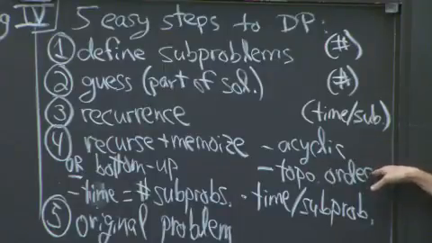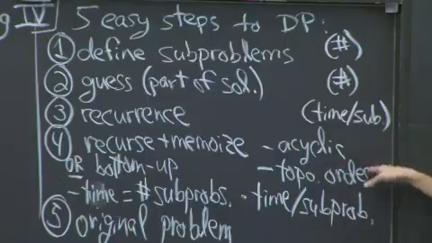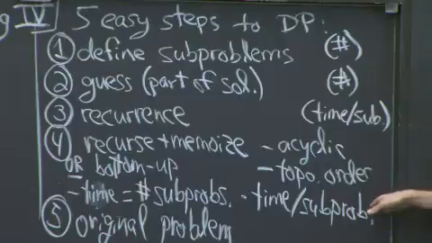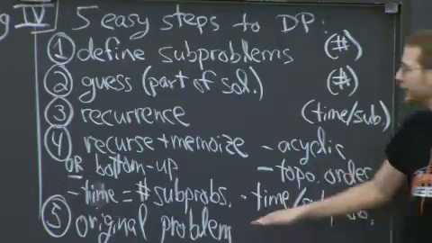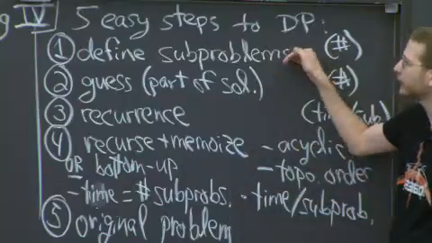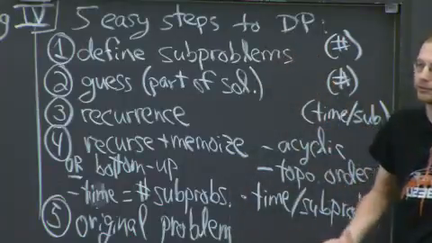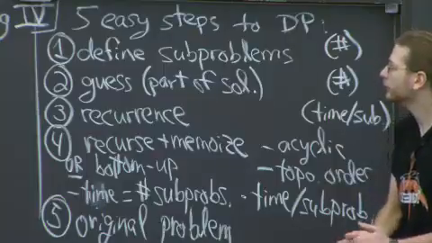Personally, I like to write down a topological order because that proves to me that it is acyclic, if I think about it. But either way, it's fine. Then we get that the total running time is number of subproblems times time per subproblem. And then we need to solve our original problem. Usually it's just one of the subproblems, but sometimes we have to look at a few of them. So that's what we're going to do.